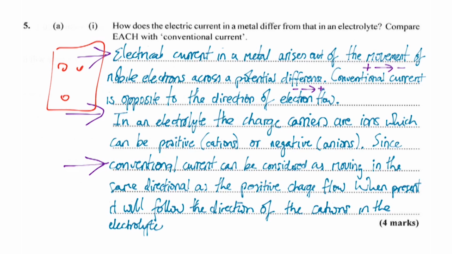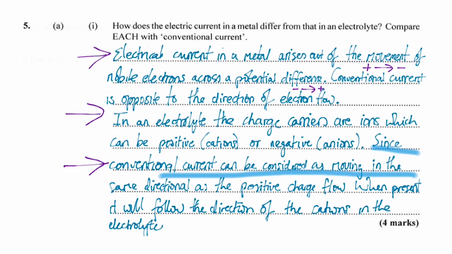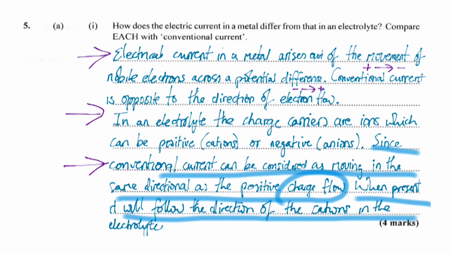All right, so this is how I explain the electrolyte. In an electrolyte, the charge carriers are ions, which can be positive or negative. So it is the cations and anions doing the charge carrying here. Now, since conventional current can be considered as moving in the same direction as positive charge flow, it will follow the direction of the cations in the electrolyte. So they say compare each with conventional current. This is how you'll compare that with conventional current.